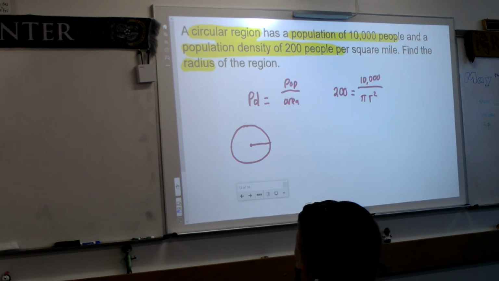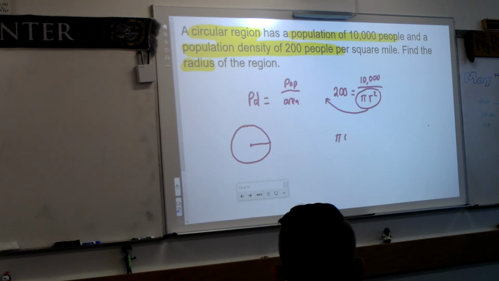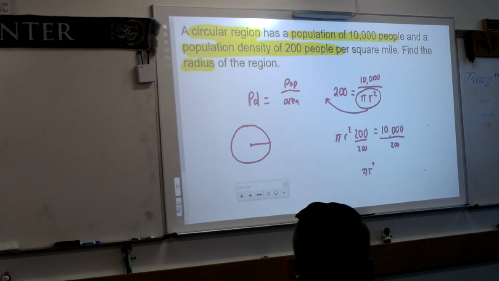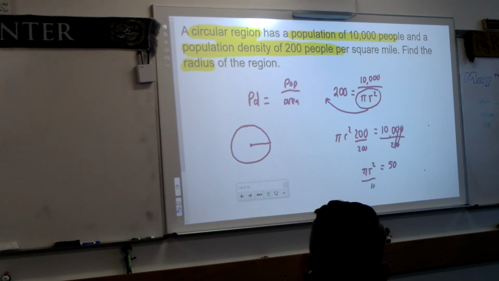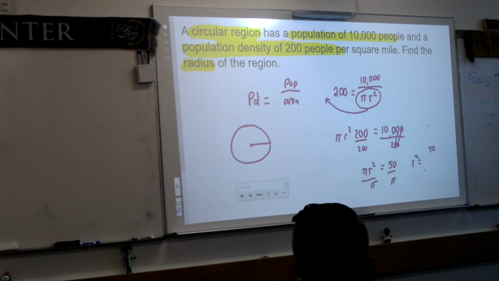What I did is I multiplied both sides by pi r squared, and then divided both sides by 200. So that would give me pi r squared over 200 is equal to 10,000. Okay? And then divide both sides by 200. And then I'm dividing both sides by pi. So that's r squared is 50 over pi. Cool?